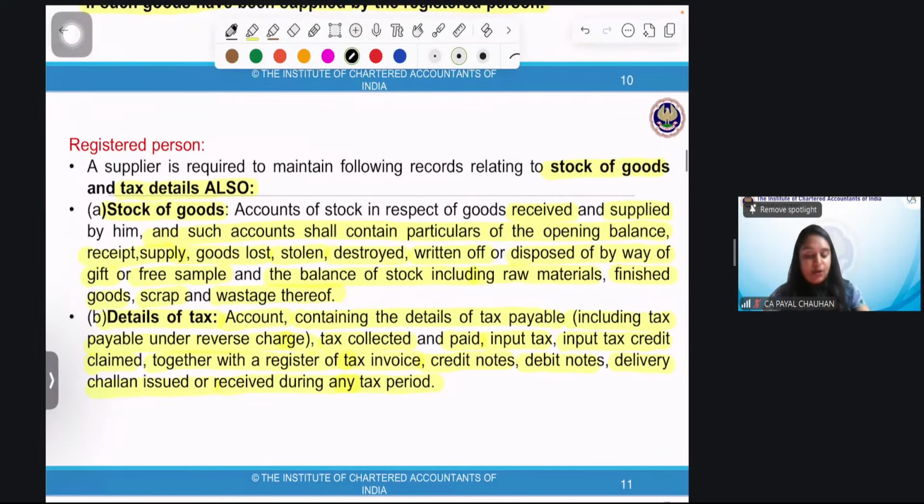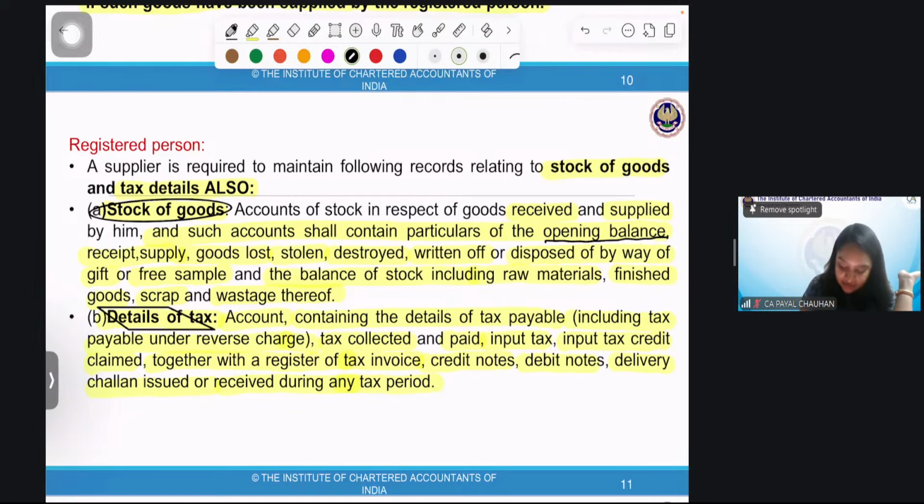As a compo dealer, I need not maintain these, but I'll ask you a question on them now. Deemed supply. I'm a registered person, a regular dealer, not a compo dealer. So I'll maintain two books, which are stock of goods and details of tax. Now, first of all, we'll have the opening balance, which was already there from the previous year's closing. After that, we have whatever receipts we had, whatever supply we made, and goods lost.